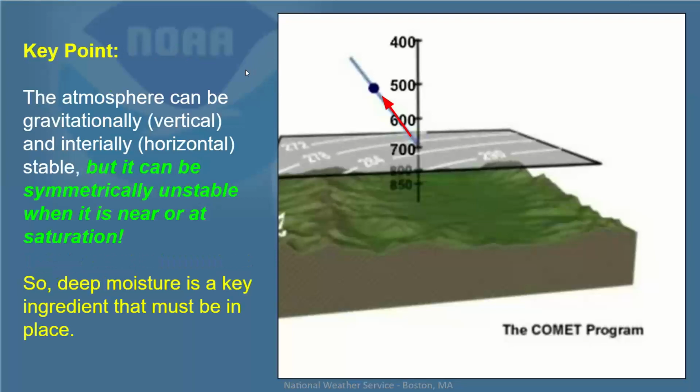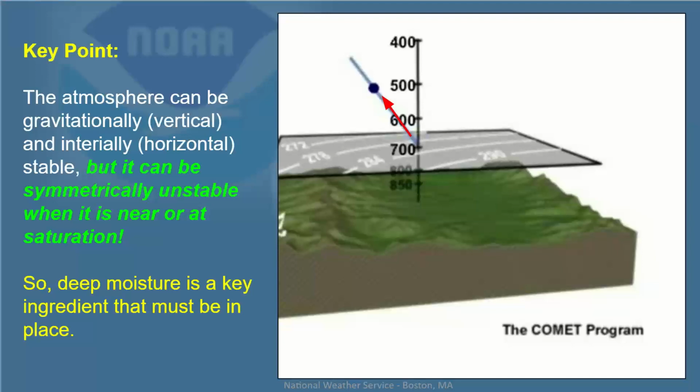So the key point here is you can be stable in both the vertical and the horizontal, but you can be symmetrically unstable when the air is near or at saturation. So if you have an air mass that's at 100% humidity, for example, you can be symmetrically unstable, even if there's not a lot of instability vertically and horizontally.